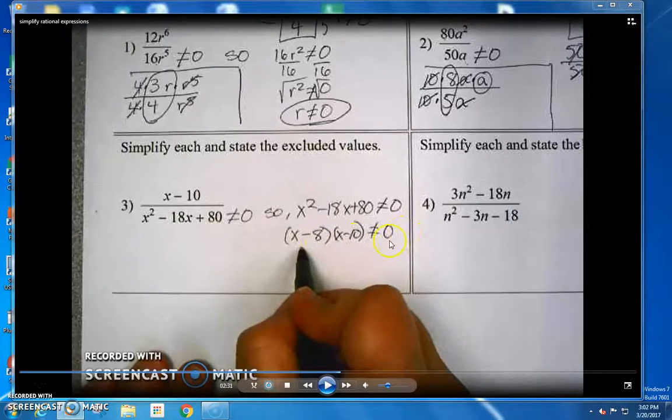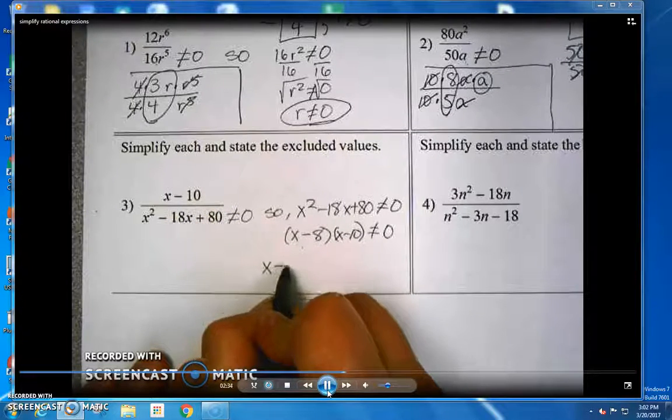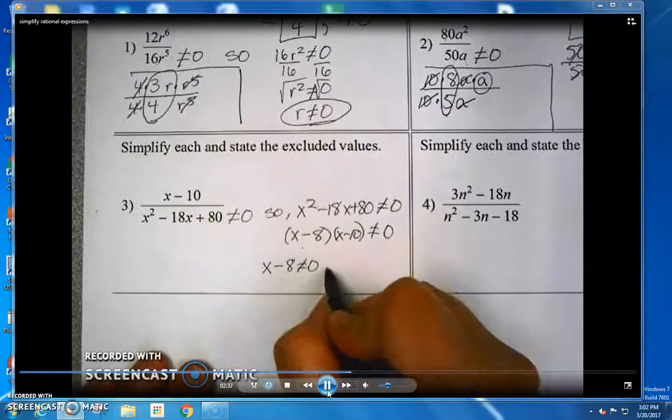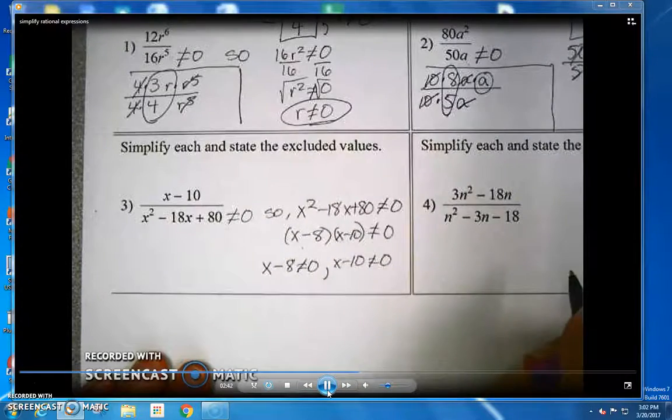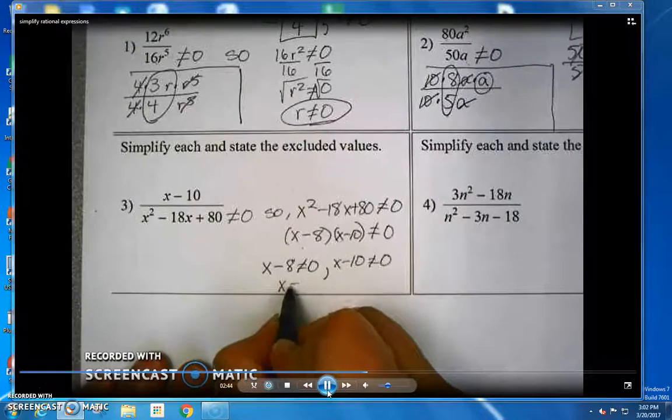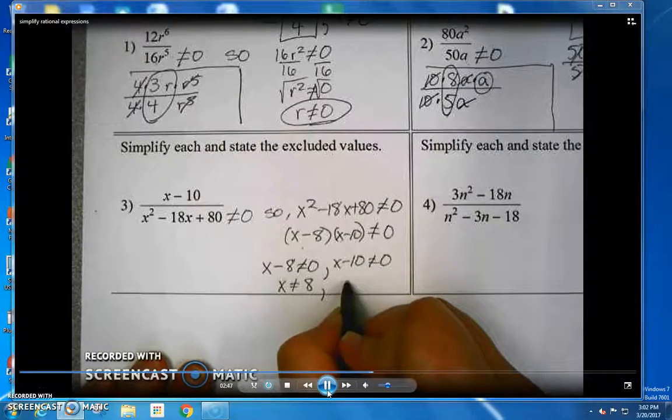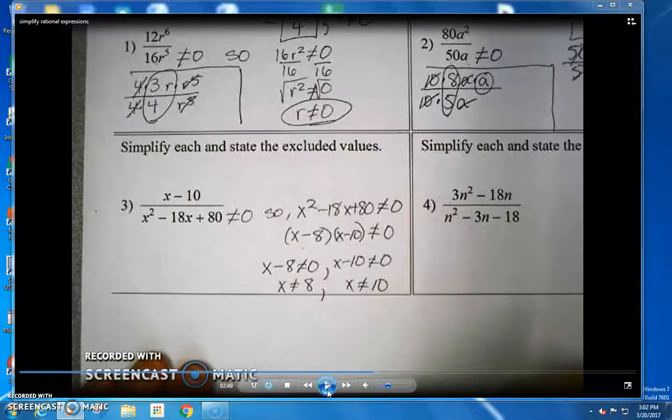Both of those factors cannot equal 0, because if either of these factors equal 0, then the whole denominator will equal 0. So that means that if x minus 8 cannot equal 0 and x minus 10 cannot equal 0, the two excluded values are going to be where x cannot equal 8 and x cannot equal 10. So those are the two values that we cannot have in the denominator, because if we do, this entire denominator would equal 0 and then would be an undefined value or a disallowed value for the denominator. Let's go on to simplifying that.